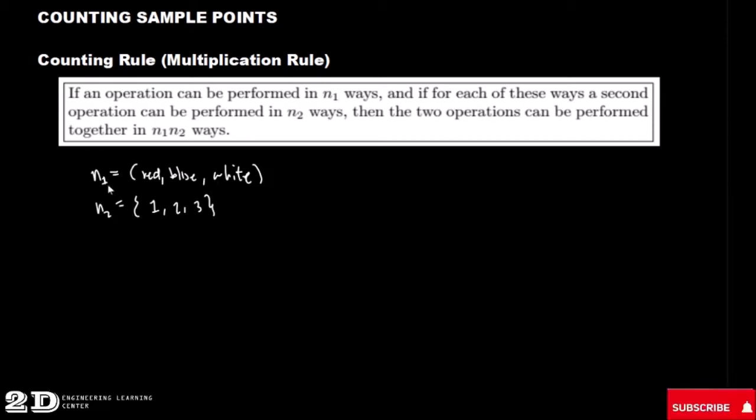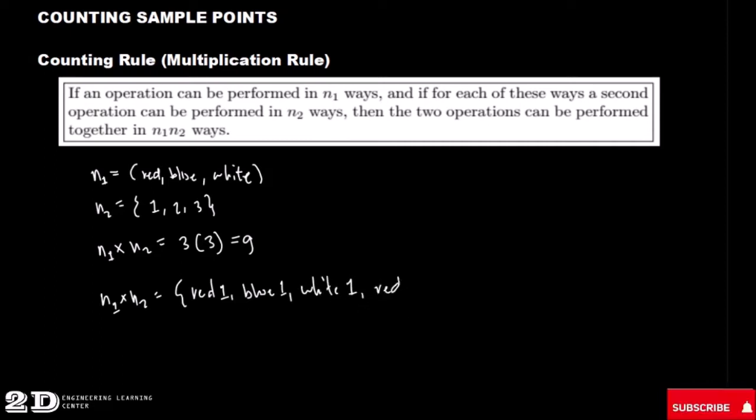This rule basically means that, for example, if we have a certain set of sample points, we will call it n sub 1. Then n sub 1 has its own number of outcomes. For example, this is color, so three colors: red, blue, white. Then we have another event wherein the sample points are numbers: 1, 2, 3. So the number of ways in which we can get the combination of these two is given as n sub 1 times n sub 2.